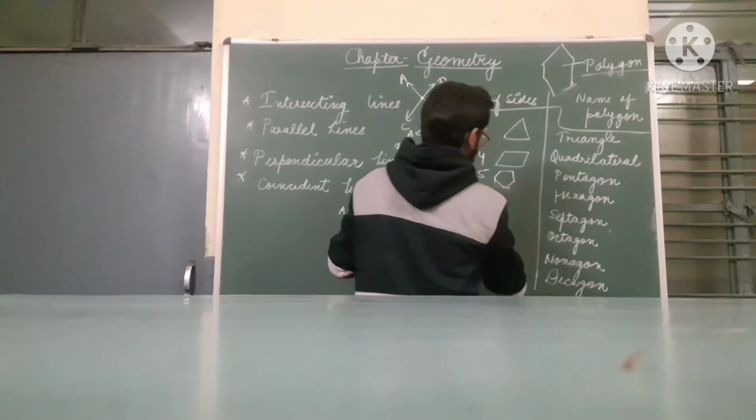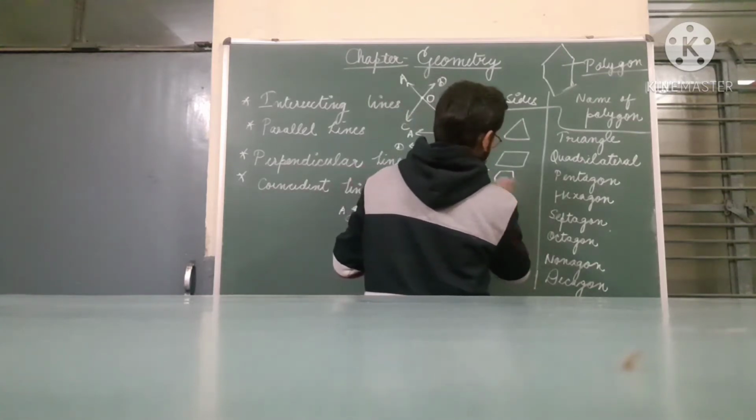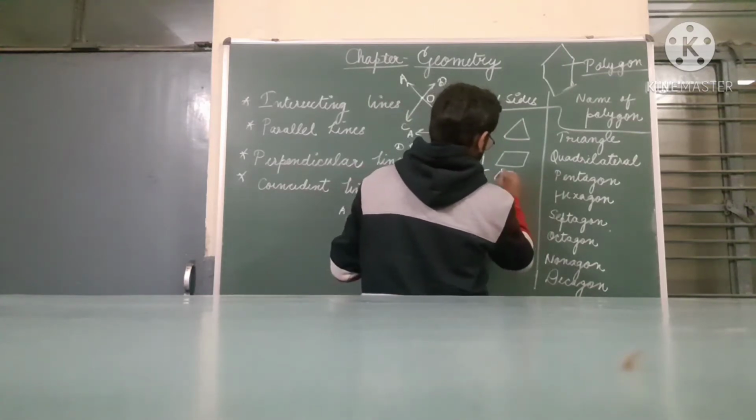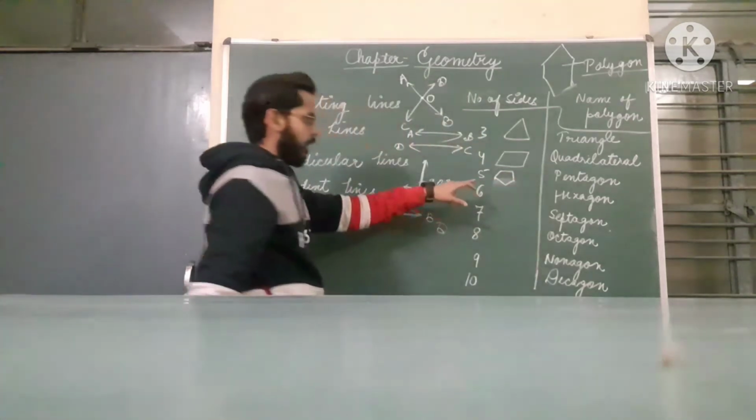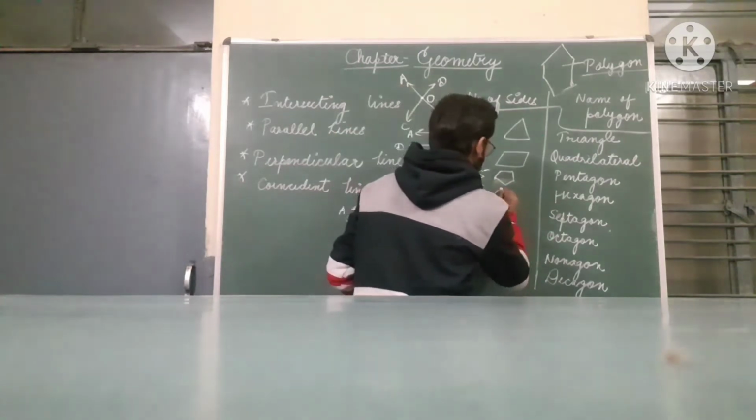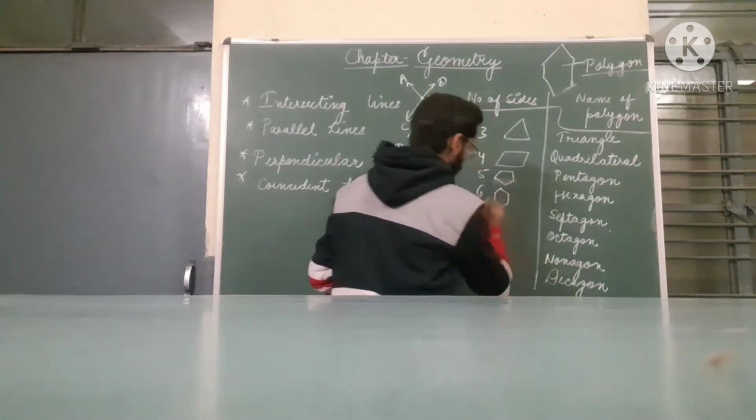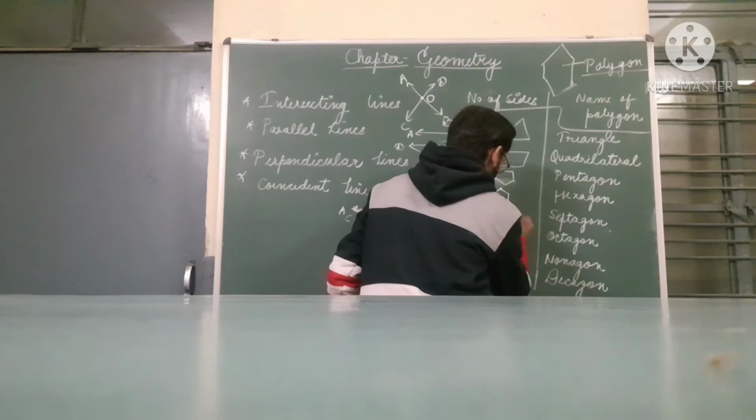If the number of sides is 5, that is called a pentagon. A hexagon will have 6 sides. For a heptagon, how many sides will it have?